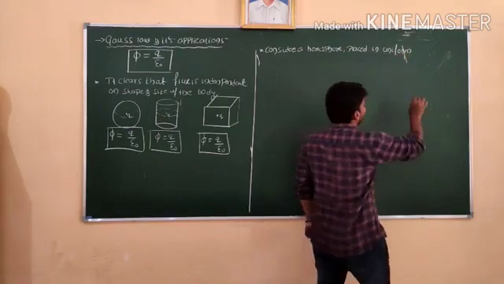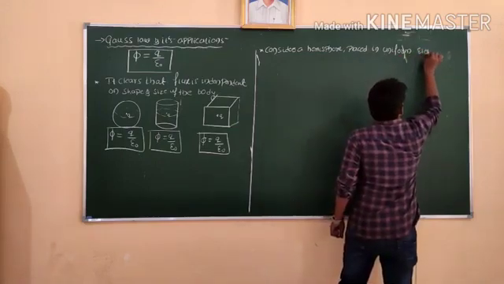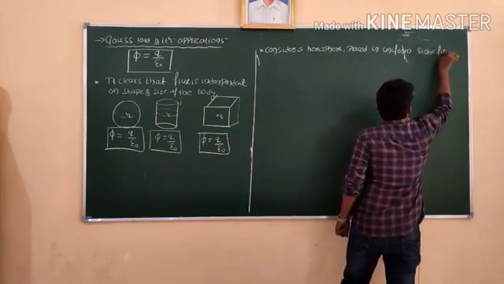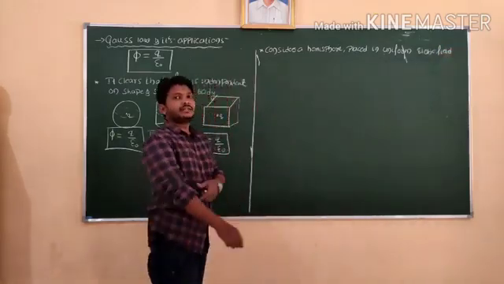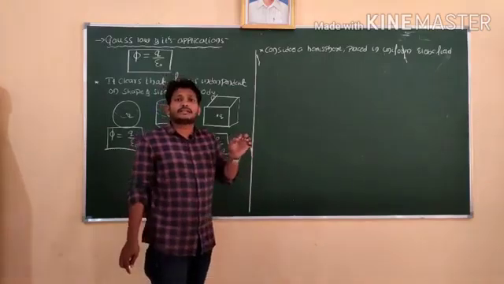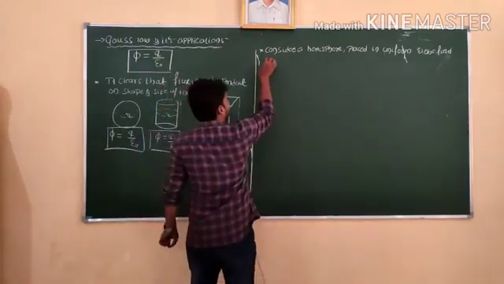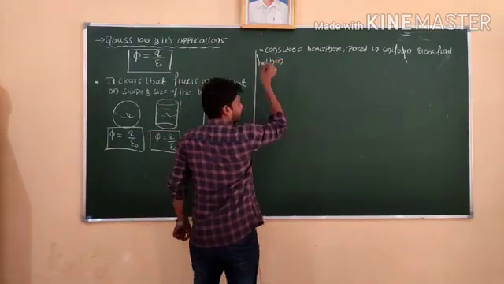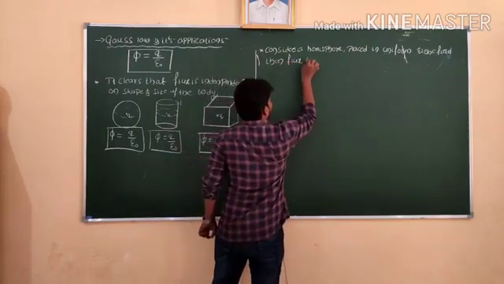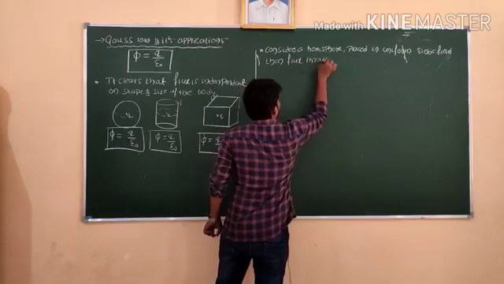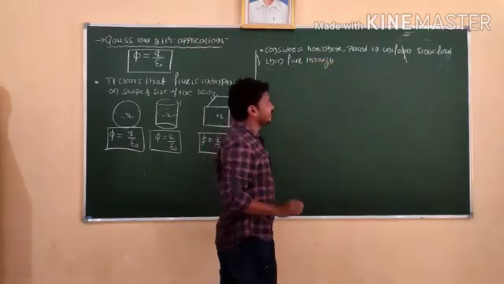So that hemisphere I will place in a uniform electric field. Then let me find out the flux through a curved surface. I will find the flux through the curved surface.